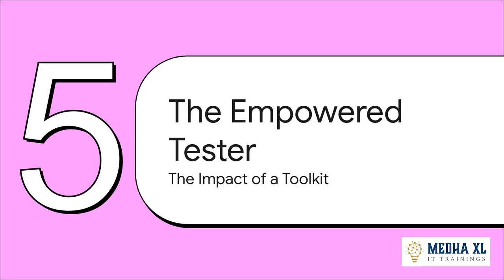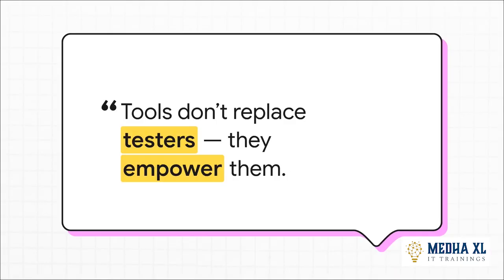So we've looked at systems for test cases, for knowledge, and for bugs. Let's just pull back for a second and think about what this all means for you. What's the real impact of having a killer toolkit? This is the most important idea to take away from all this. These tools do not replace you, not even close. They empower you. They take care of the boring, repetitive, administrative junk which frees up your brain to do what humans do best: think critically, get creative, and find those really tricky, interesting bugs.